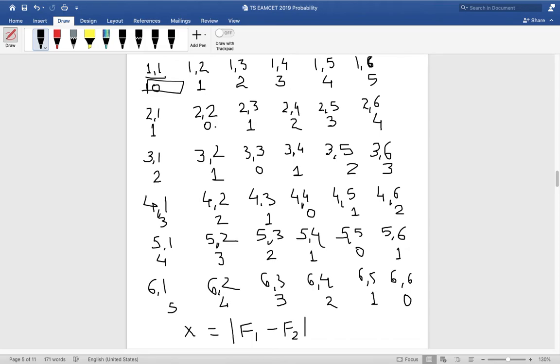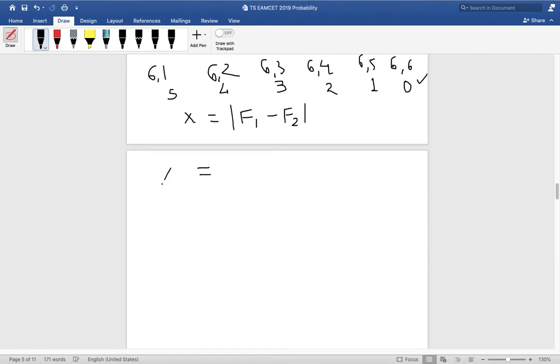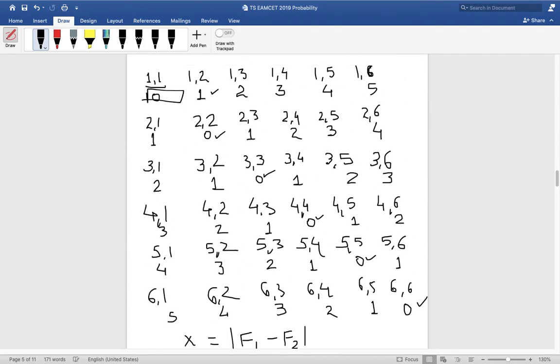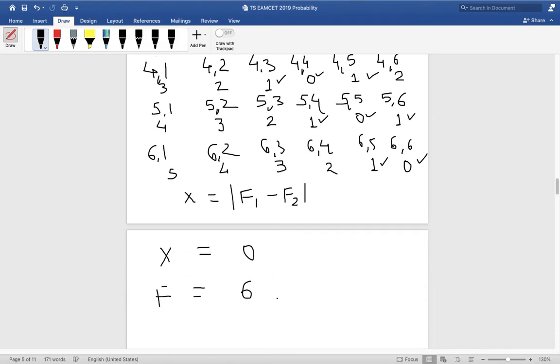1, 2, 3, 4, 5, 6. So x is equal to 0 how many times? Frequency 6 times. Okay. Now count number of ones. 1, 2, 3, 4, 5, 6, 7, 8, 9, 10. You get 1 10 times.